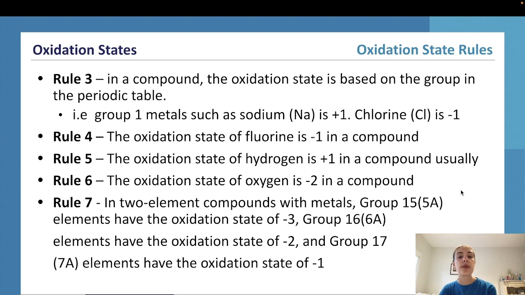Rule number 4 is sort of just like an example type one which they give, because it still fits into the category of rule 3, but it's just very specified in order to provide more context, I suppose. And so the oxidation state of fluorine is -1 in a compound. So when you have a compound that has fluorine in it, each fluorine is going to have an oxidation state of -1.